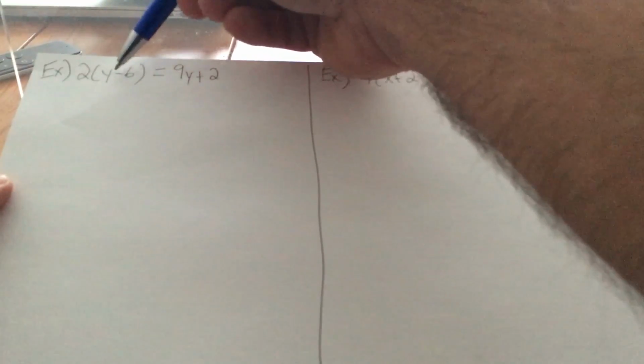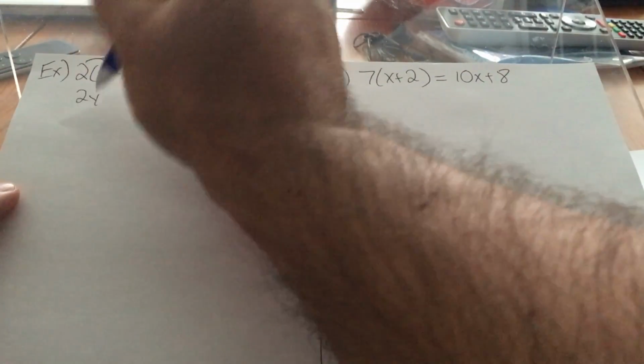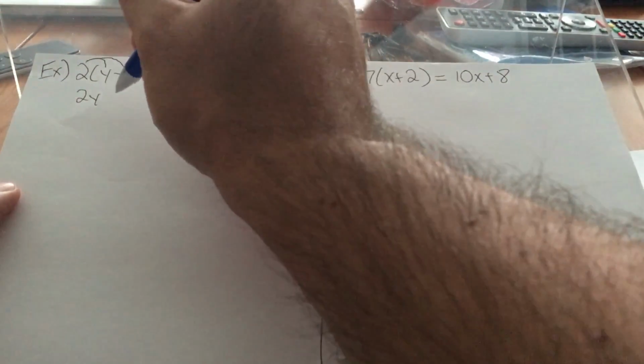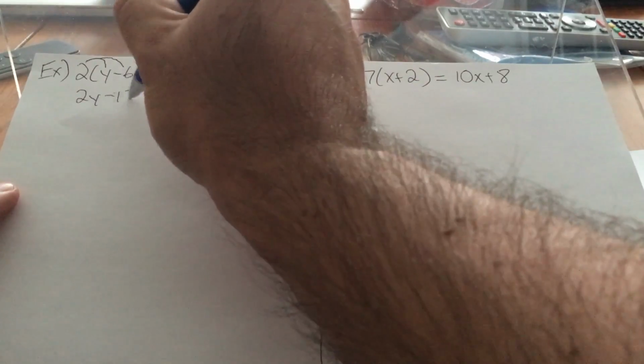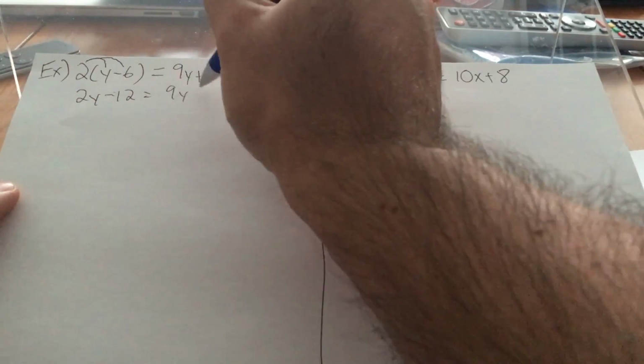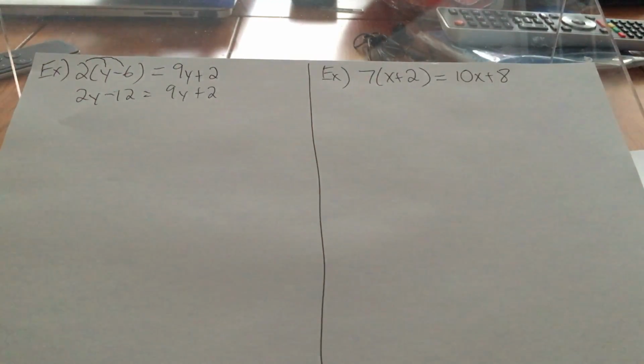Second one is to get rid of parentheses. Notice we have a parentheses right here, 2y minus 6. So to get rid of parentheses, we distribute, which means to multiply 2 times everything inside the parentheses. So 2 times y, and then 2 times minus 6 is negative 12. And that leaves us with an equation that has variables on both sides.